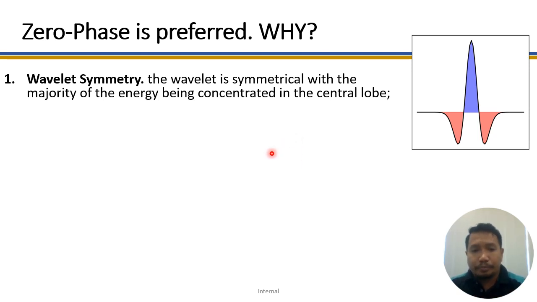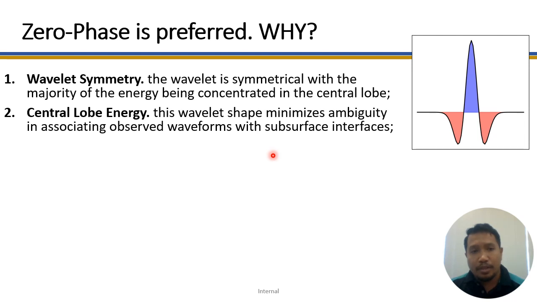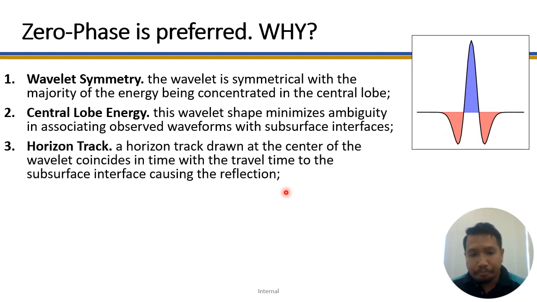And then we also have central lobe energy. This central lobe energy, which is in the red color over here, is maximized, which allows for more accurate horizon tracking and amplitude analysis. And then we also have the horizon track. A horizon track drawn at the center of a zero phase wavelet, meaning at the peak, coincides in time with the travel times to the subsurface interfaces causing the reflection. This is because the central lobe of a zero phase wavelet represents the peak of the seismic response.